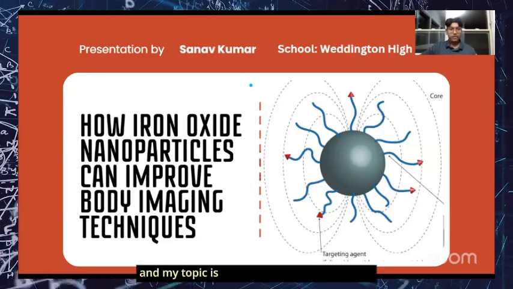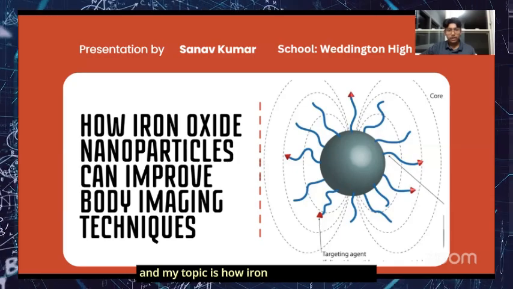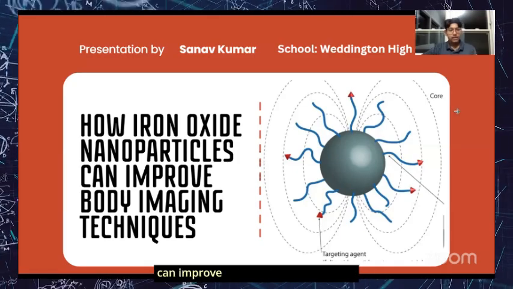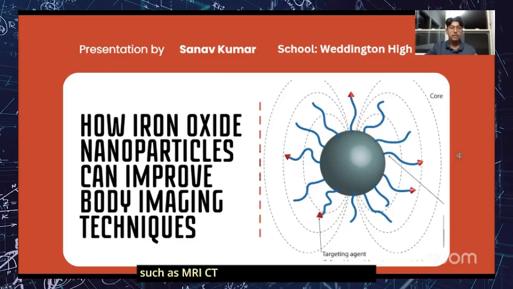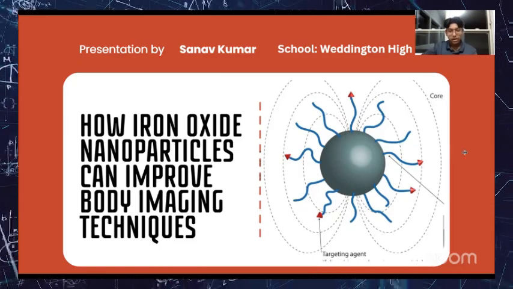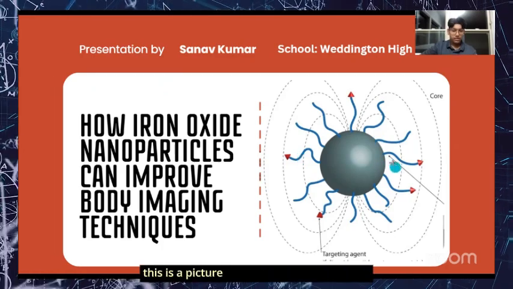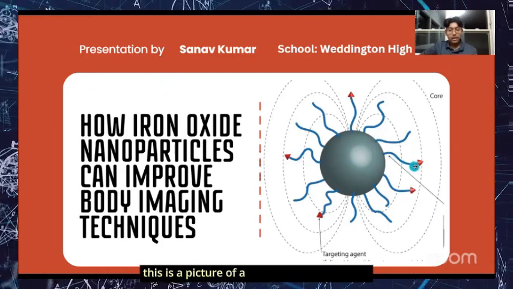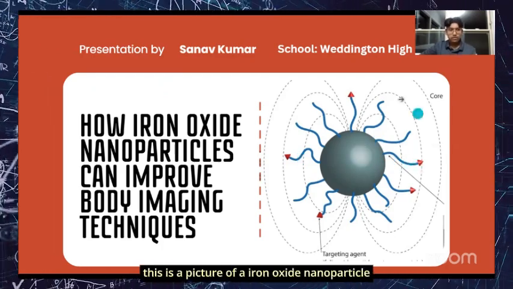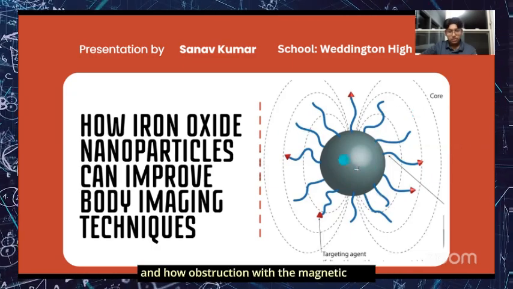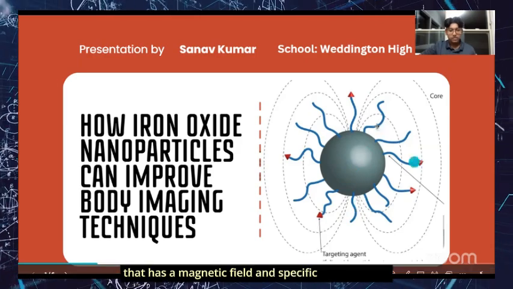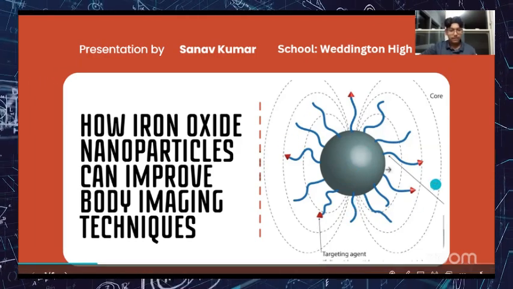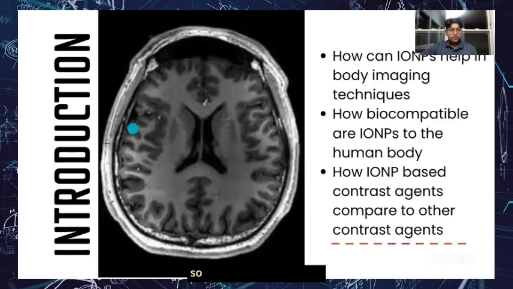My topic is how iron oxide nanoparticles can improve body imaging techniques such as MRI, CT, PET scanning, and many more. Over here is a picture of an iron oxide nanoparticle and how it's structured, with a magnetic core that has a magnetic field and specific targeting agents. So this is my introduction.